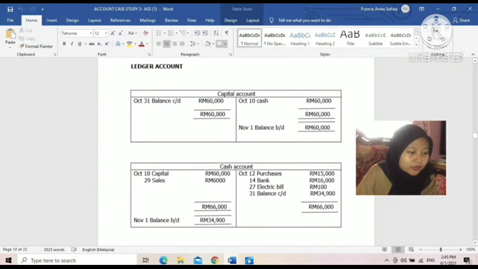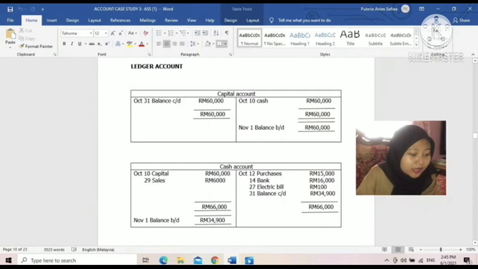This step we make to enter the transaction into the account. For example, in the capital account, we have two sides, namely the debit side on the left and credit on the right. In both parts, there must be a date, detail, and amount. The way to fill it is by referring to the general journal we have created.